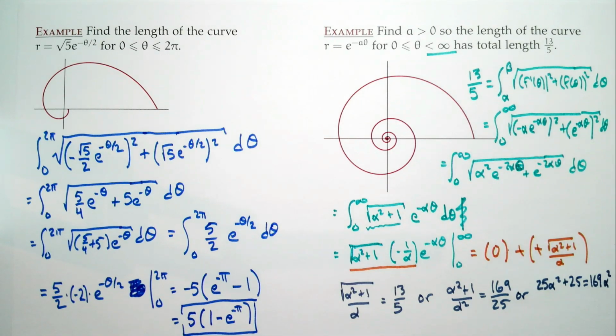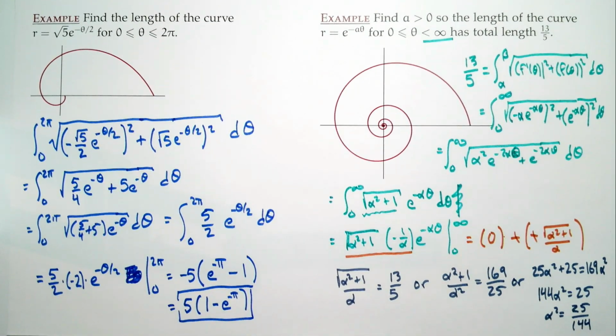Well, I can move the 25 alpha squared across. 169 subtract 25. 144 alpha squared equals 25. Alpha squared should equal 25 over 144. That's looking promising. So now what? Take the square root and you get 5 over 12.